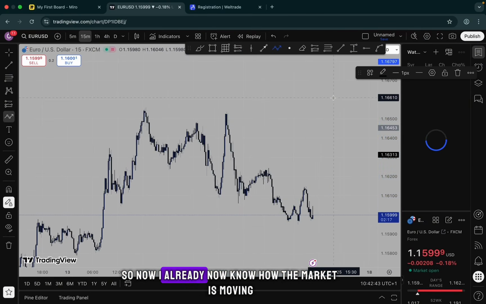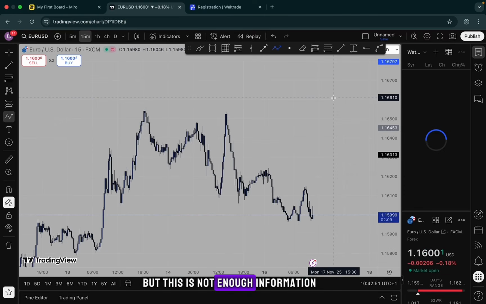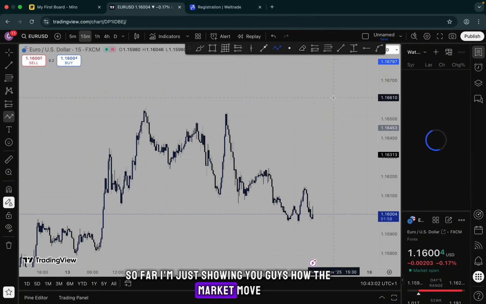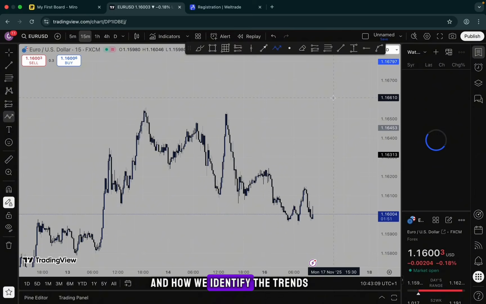So now I already know how the market is moving. I already know the direction of the markets just by doing this. But this is not enough information. We still need more confirmations on the lower time frame, and that's what we're going to be getting into in our next episode. So far I've just shown you guys how the market moves, how the market actually makes those lower lows and lower highs, and how we identify the trends.